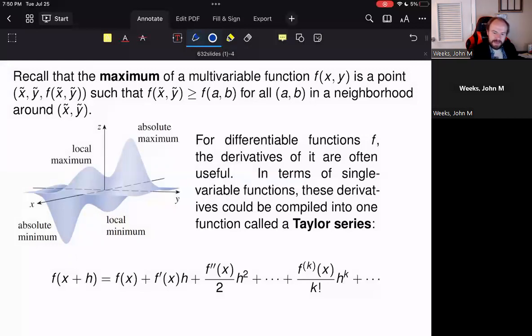So at the end of the day, we know for sure that derivatives are very useful in determining max and min. These derivatives altogether could be compiled into a Taylor series, which is something that we may have discussed in Calc 2. And remember that the way that we would formulate these Taylor series is we would say, okay, let's center at a point x.